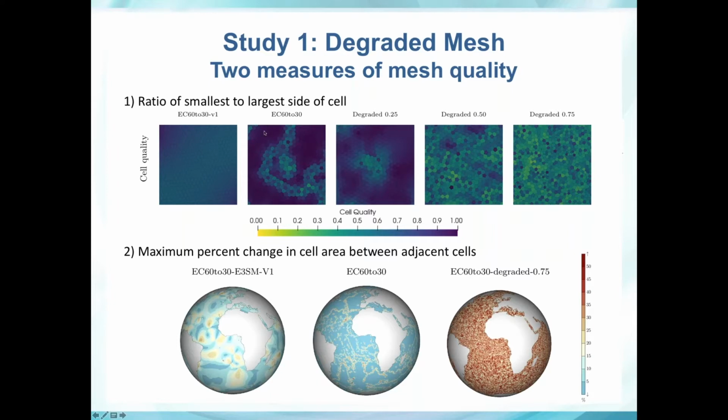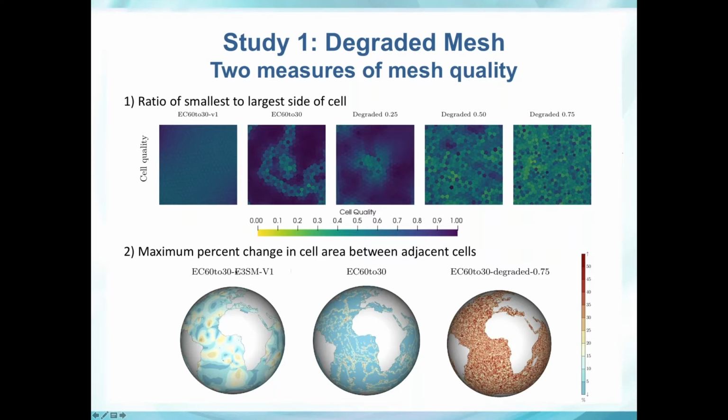Whereas the Jigsaw mesh has these dark blue bands of very high cell quality, and then these sort of seams of lower cell quality. And then these are the three degraded meshes I use, so 0.25, 0.5, and 0.75. If you look closely at the 0.75, you'll be able to see how irregular a lot of those cells really are.